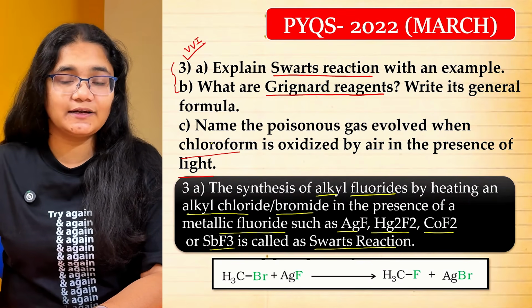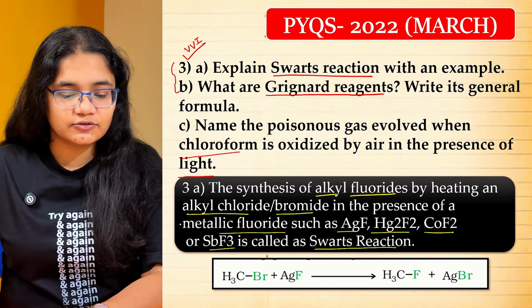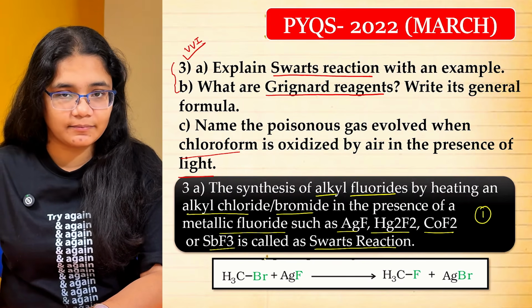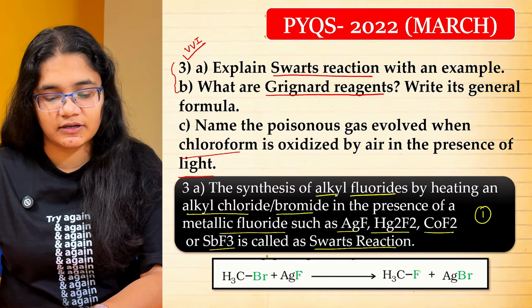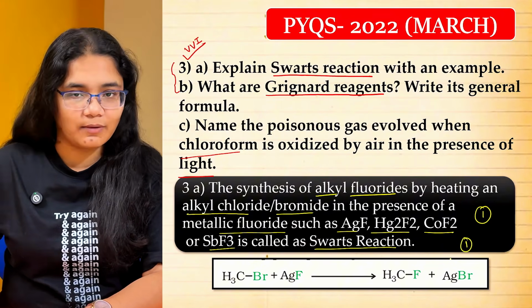Okay. Now see, as I told you, always you have to write down the reaction even if it is not asked. So this gives you 1 mark if you write the definition, and when you write the example, CH3Br with AgF will give you CH3F. This example will give you 1 mark, and in total you get 2 marks here.